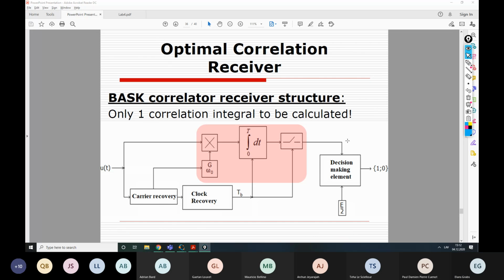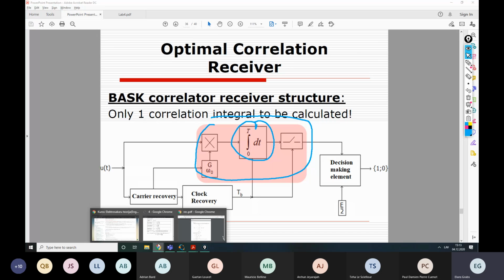So, for amplitude shift keying modulation, we only need one correlation integral to be calculated. We don't really need the second one, basically because it's always 0. So let's see a little bit more in detail what's inside of this diagram. Here is this correlator, which calculates the integral and reads the value at the end of integration. Because the integrator itself, as a technical element, component, is basically an electronic schematic which produces a signal.